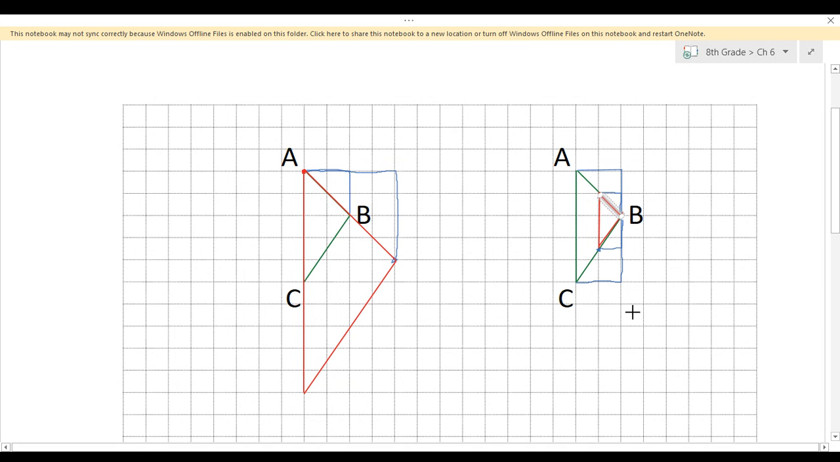Similar triangles have equal angles, corresponding angles are equal, and corresponding side lengths are proportional. All their corresponding lengths can be put into ratios, and all those ratios would be equal. So there's our quick review on dilating from points other than the origin. All right, good luck.